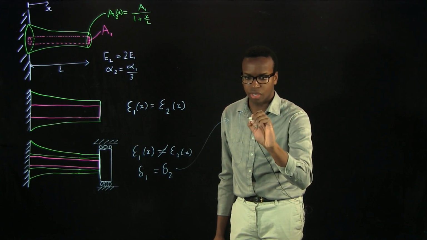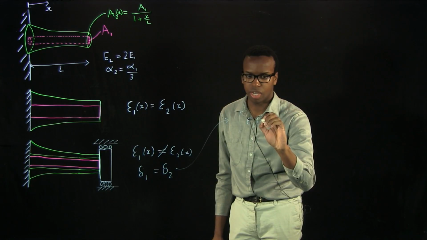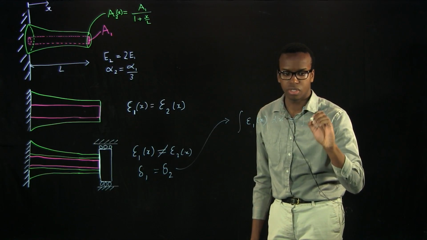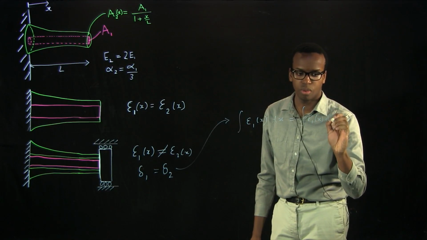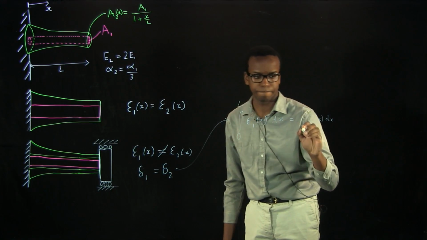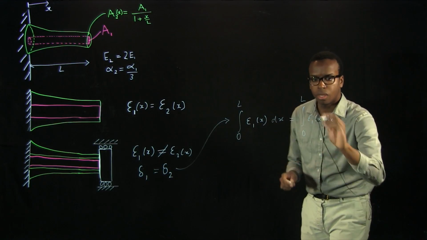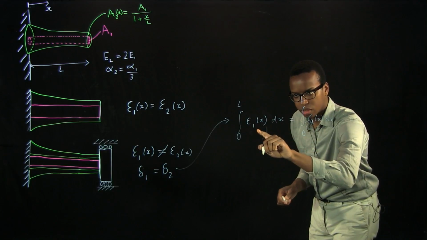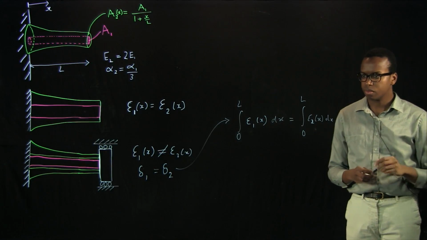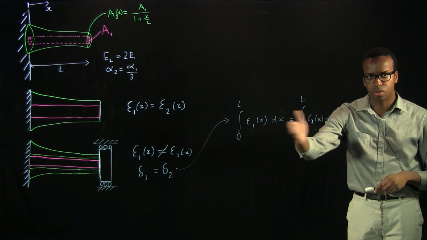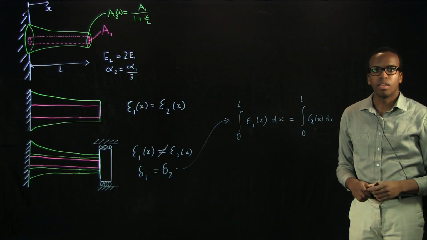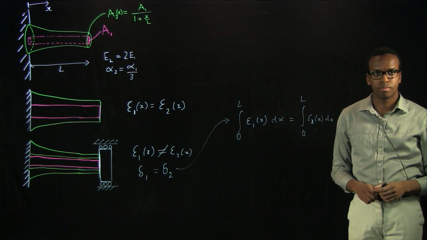So we can rewrite this as the elongation: the strain in bar 1 integrated along the entire length of the bar from 0 to L is equal to the strain in bar 2 integrated from 0 to L. And so you can write down your constitutive relation for the strains, and then you can go ahead and integrate, and you'll find that they will end up being different. Very good.